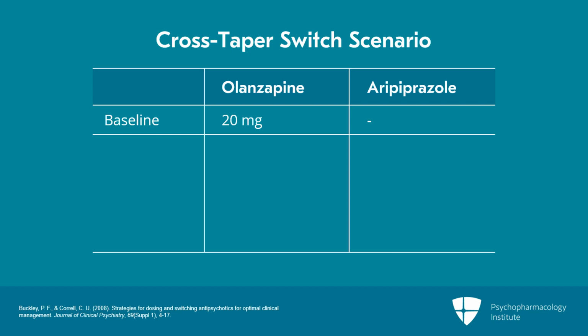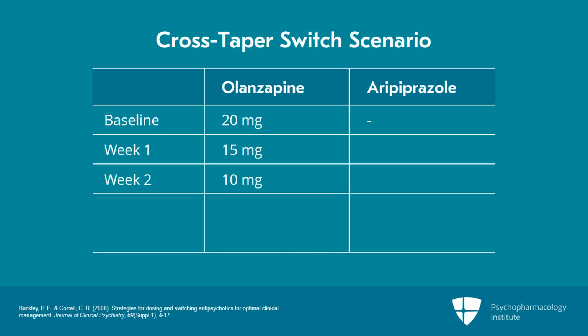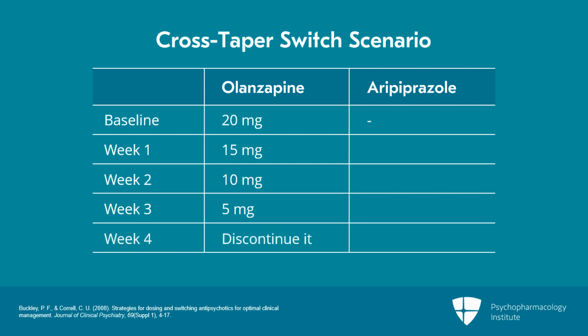And so what you might do is taper off of the olanzapine by 5 milligrams to 15 milligrams daily on week 1, 10 milligrams daily on week 2, 5 milligrams daily on week 3, and then discontinuing the olanzapine on week 4. And then on the flip side, the aripiprazole might be started at 5 milligrams on week 1, 10 milligrams on week 2, 15 milligrams on week 3, and then up to maybe a target dose of 20 milligrams on week 4. And so that's the gradual cross-taper switch.